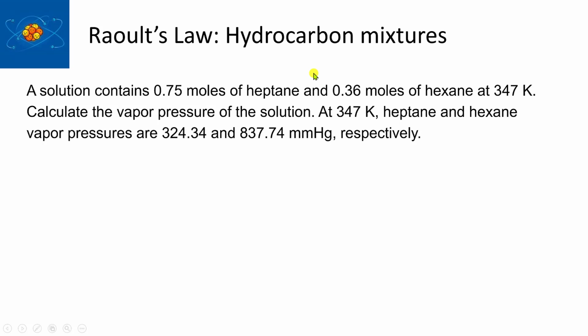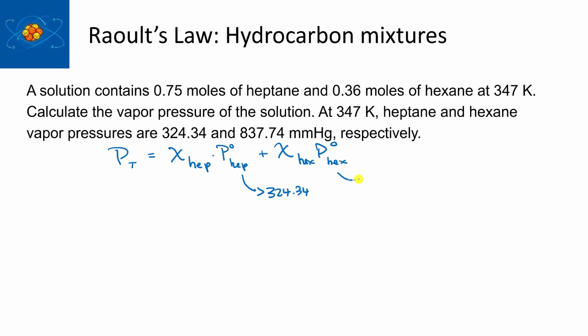So to calculate the total pressure, or the vapor pressure for the solution, P total will be the mole fraction of heptane times the pressure of pure heptane, plus the mole fraction of hexane times the pressure of pure hexane, like that. So this value is 324.34, and then this value is 837.74 millimeters of mercury.